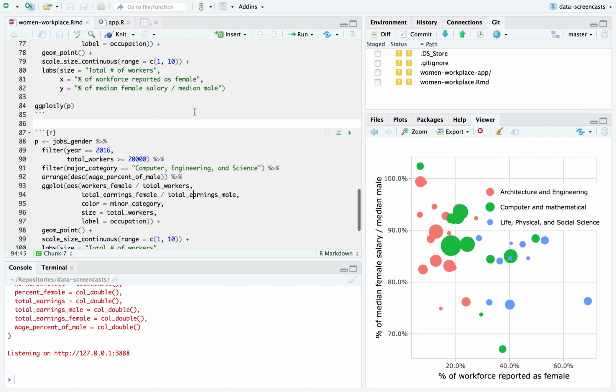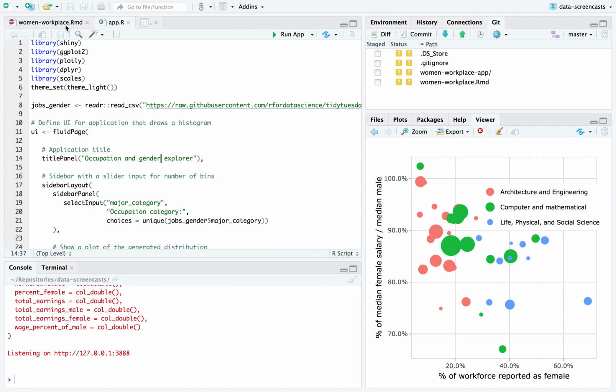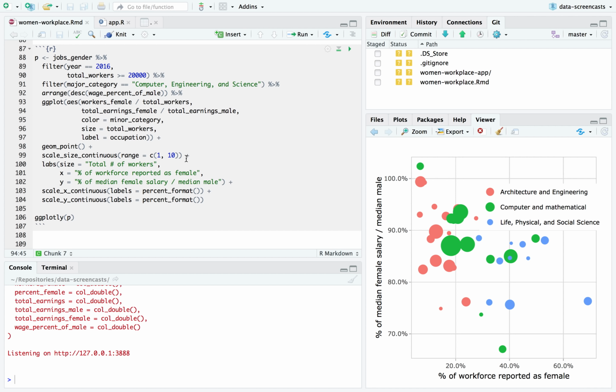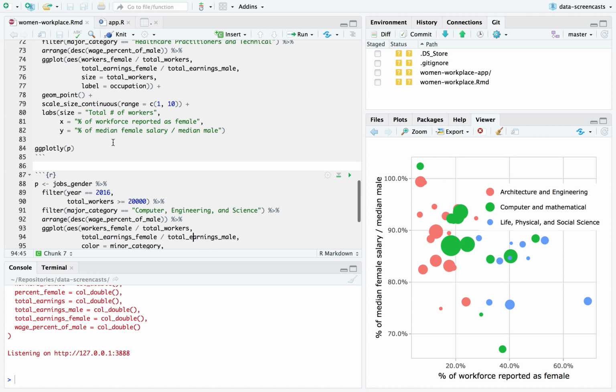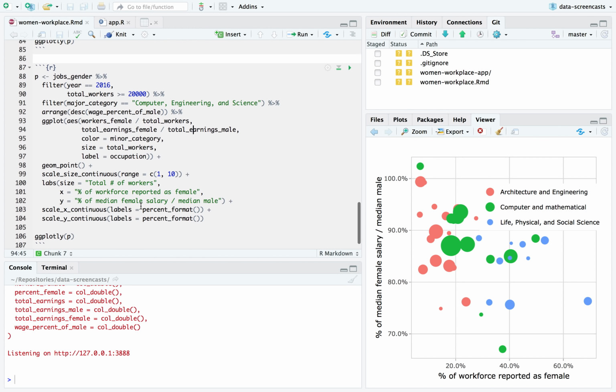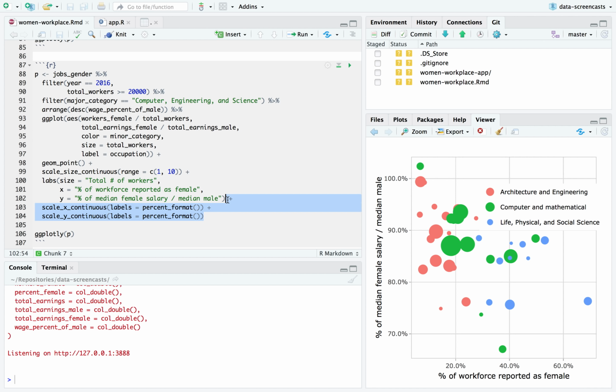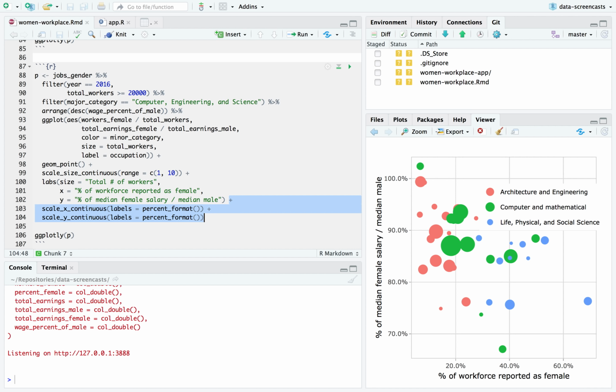Okay. So notice what I did there is I made one graph. I was interested in it. I realized that it was better being interactive than it was being a static figure. Then I made a second graph with just one difference, filtering for computer engineering and science. And as soon as I made both of them, I'm going to go ahead and polish both of them.